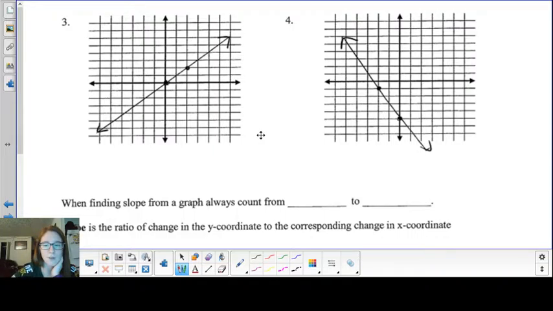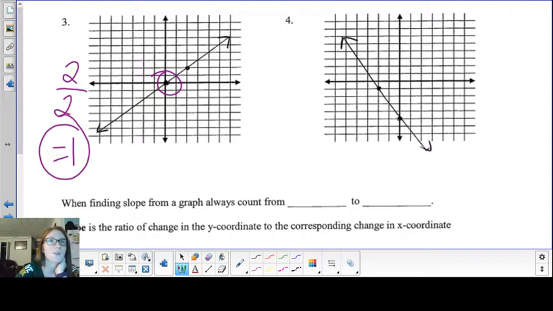Let's take a look at finding 2 more. Again, looking for the leftmost point. In this case, it's 0, 0. I'm going to count either up or down, and in this case, I'm going to go up. So 1, 2. And then I'm going to go 2 to the right. Now, 2 divided by 2 can be reduced down to 1. So this one has a slope of 1.